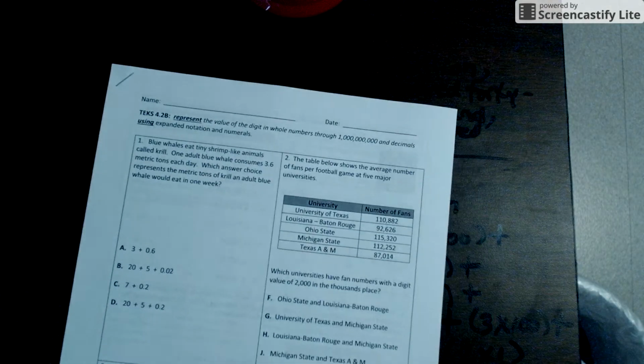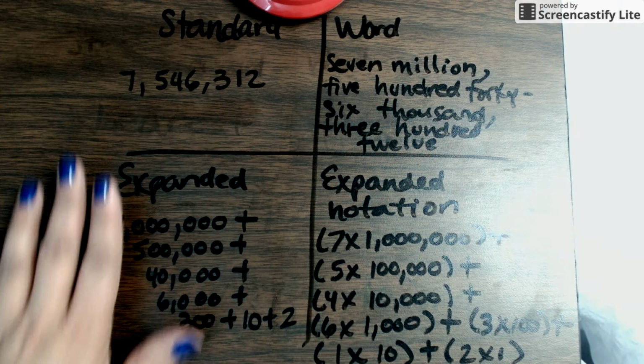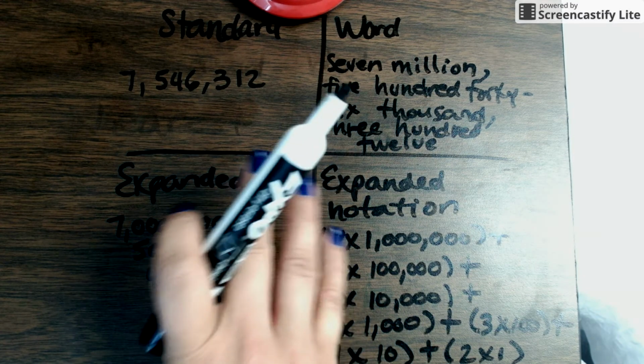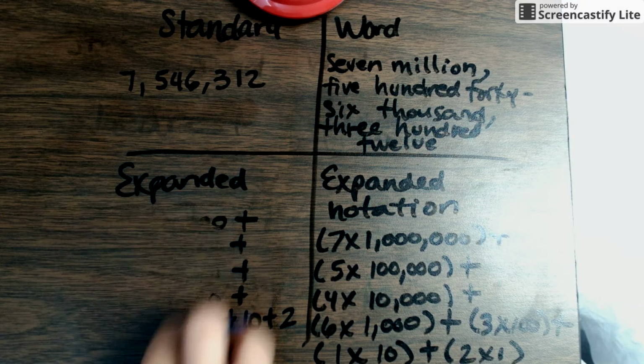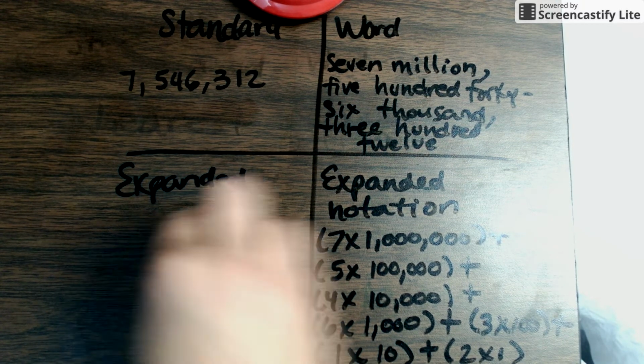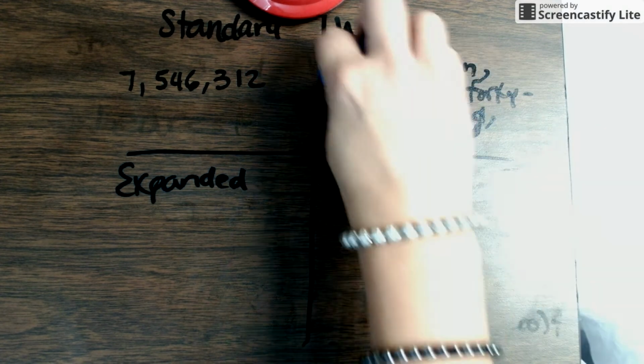So every question in this packet is going to require you to be able to read and write numbers in the 4 different ways. Now, this is our standard. These are whole numbers. We also need to be able to do this with decimals. So I'm going to show you an example of what that would look like if we had a decimal instead of a whole number. So let me erase this real quick.